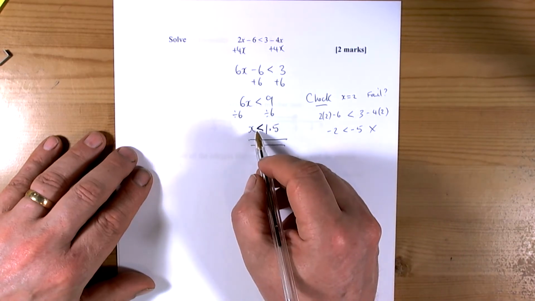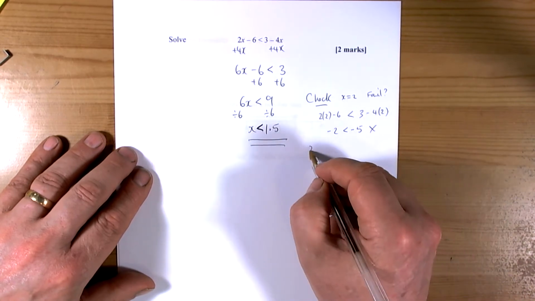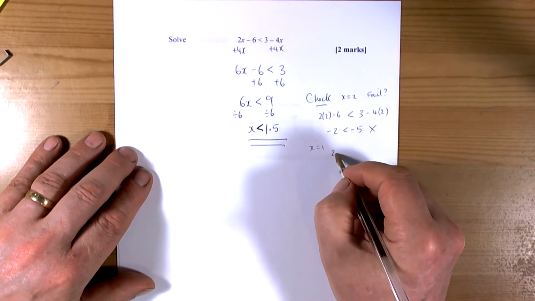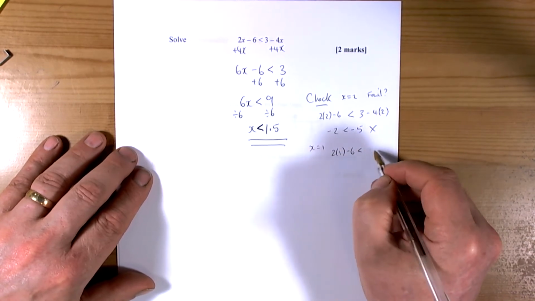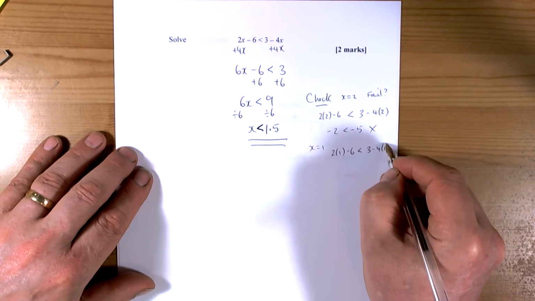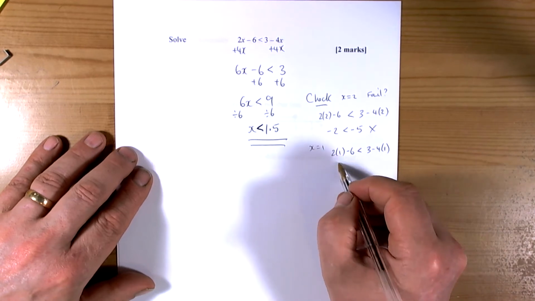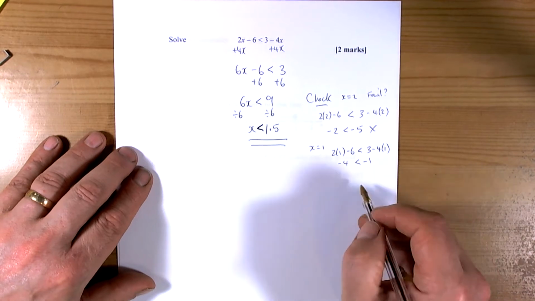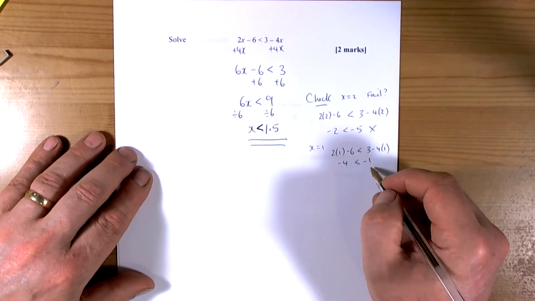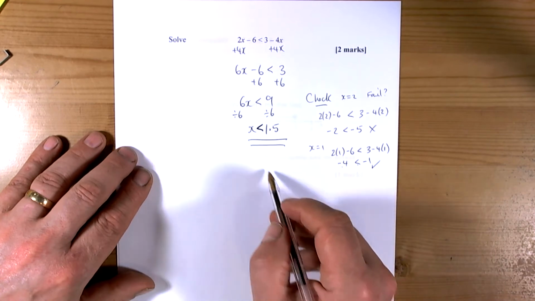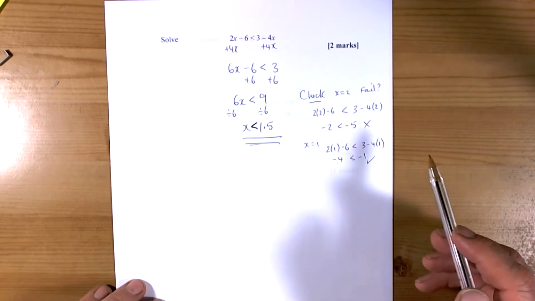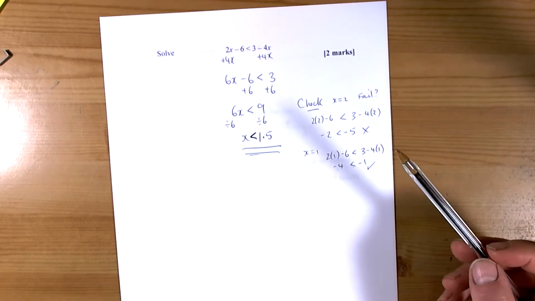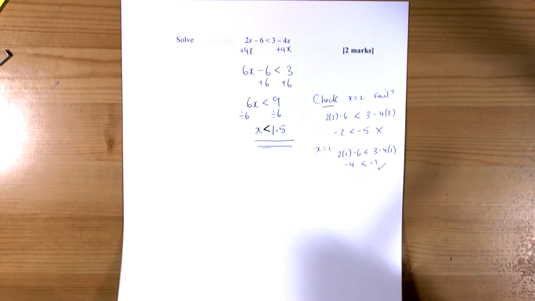And then we try something that is actually less than 1.5. So x is 1. So 2 times 1 take away 6, less than 3 take away 4 times 1. 2 ones take away 6 is negative 4. 3 take away 4 is negative 1. Is negative 4 less than negative 1? Yes, it is. So our check worked. So we can be confident that we've done the right thing. Always important to think about how you check your answers, guys.